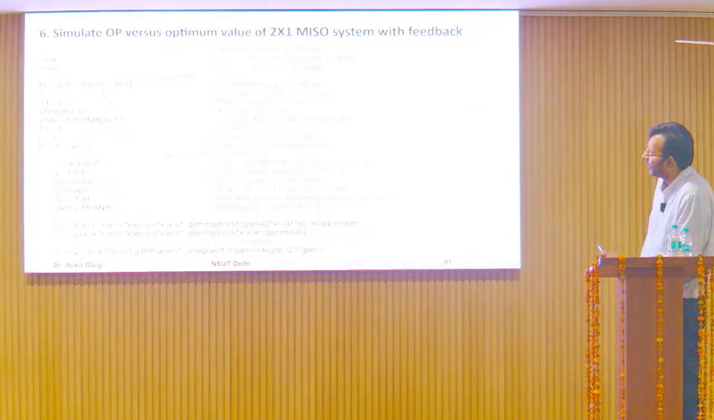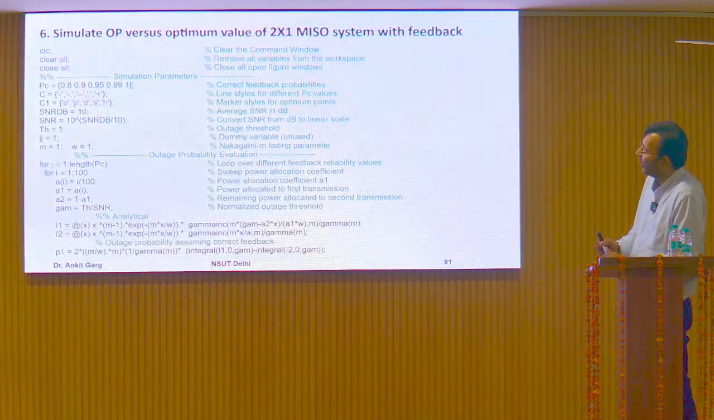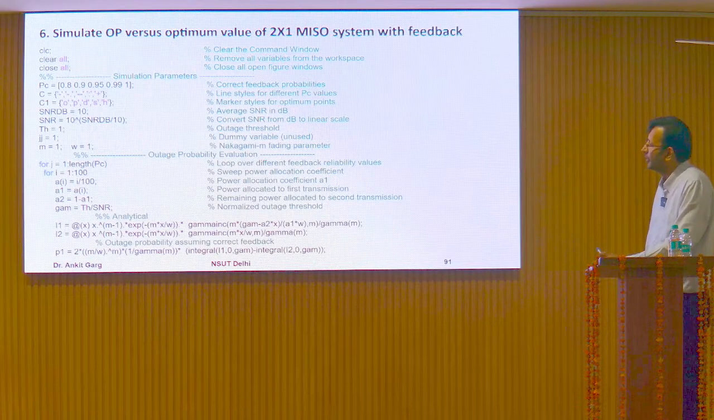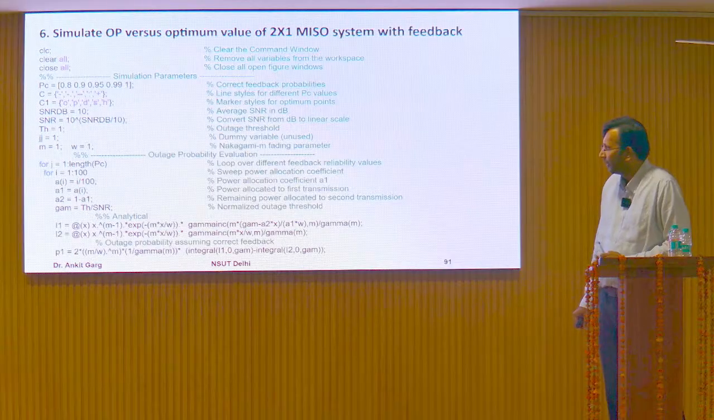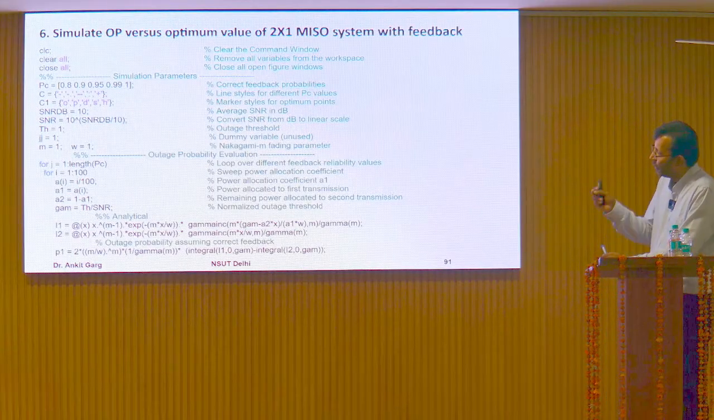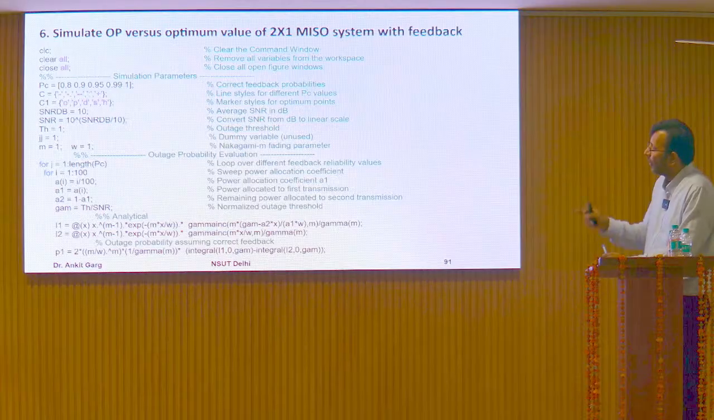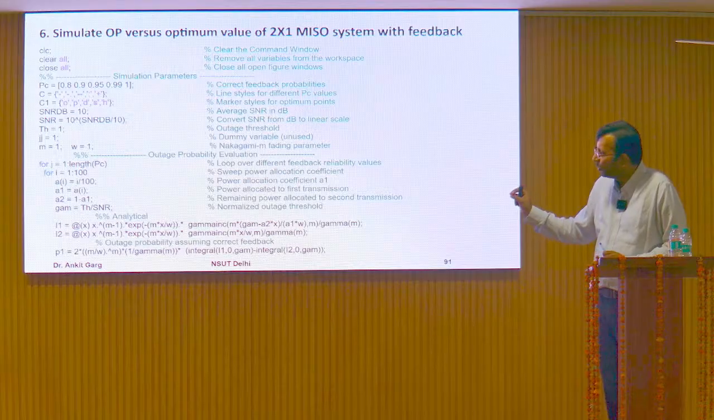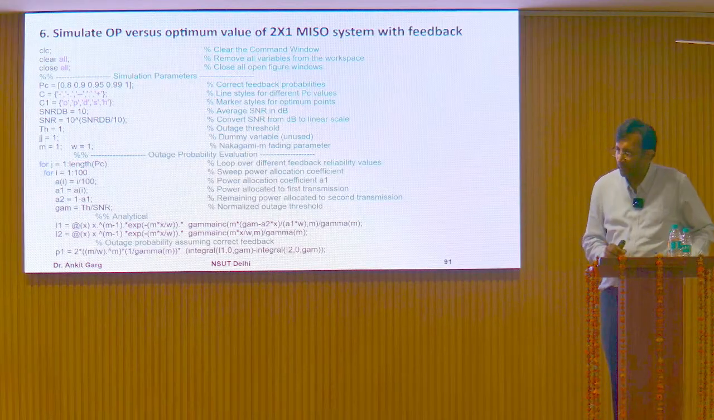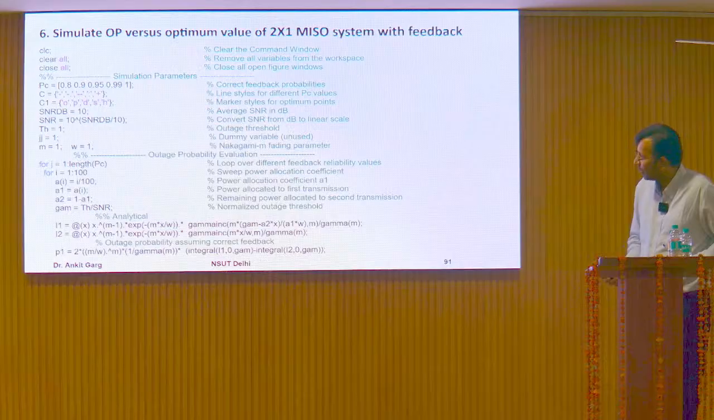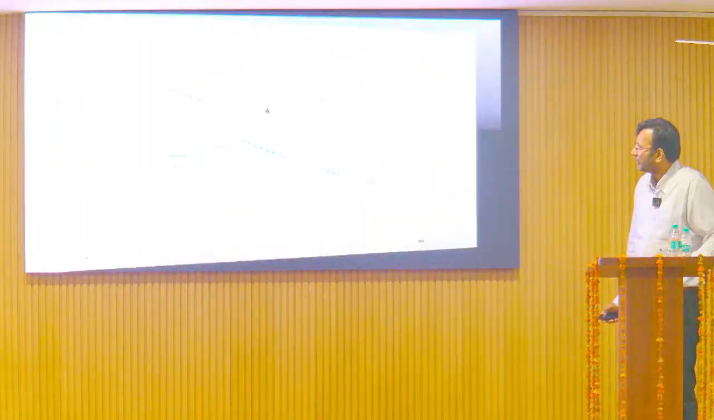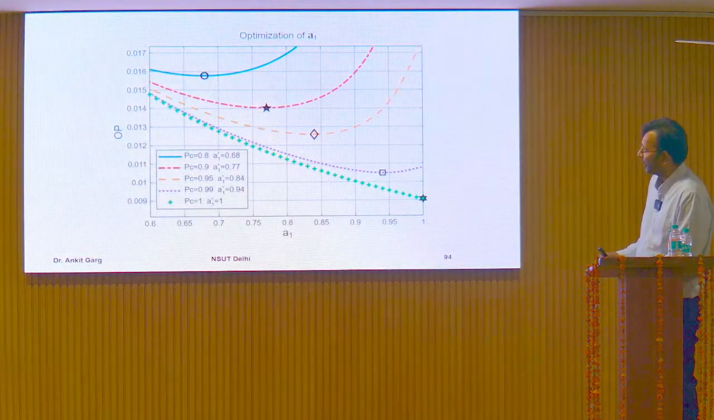I think here, yes. See the first line: PC 0.8, 0.9, 0.95, 0.99 and 1, right? These are the correct feedback probabilities. So for each value, we need to find the optimum value of A1. We fix the value of PC, then vary the value of A1 and A2 with a small step size of 0.01, right? And find where we get the minimum value of SOP, and we get a convex graph like this.